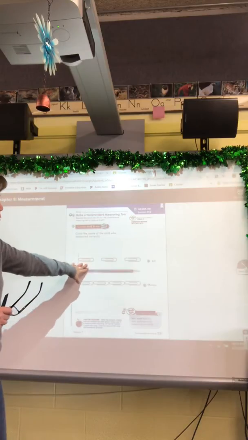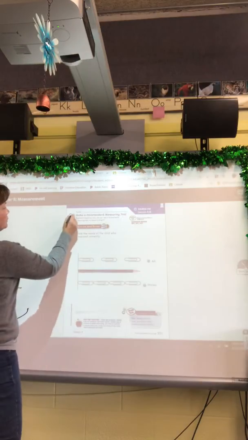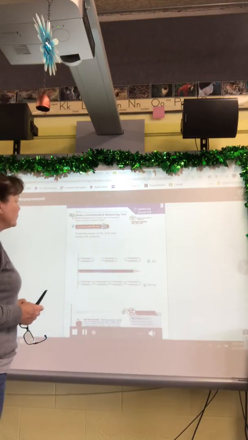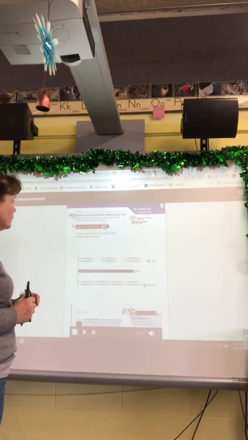Here, they've got you using paper clips. If you have paper clips at home, that's awesome. Make a non-standard measuring tool. Essential question. How do you use a non-standard measuring tool to measure length?